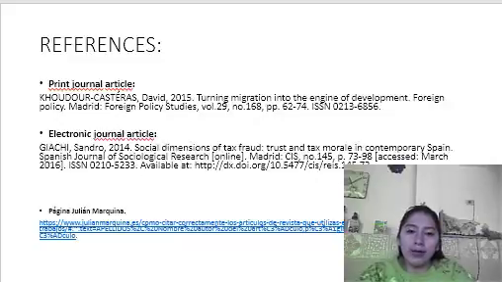electronic journal article, we reference in this form: last name, name of the author of the article, year of publication, article title, journal title in italics, online, place of publication, publisher, journal volume, journal number, pages covered by the article, consultation date, ISSN or DOI, and the URL.